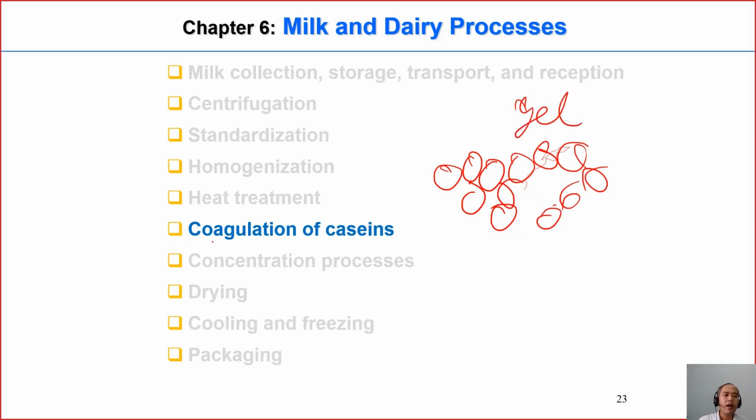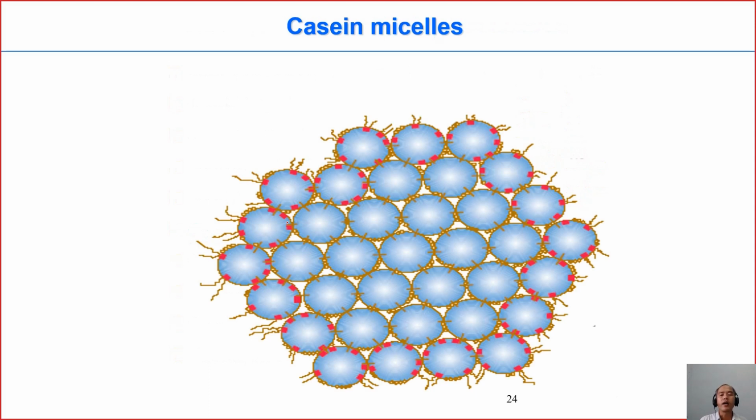In organic chemistry, we use the term coagulation. In inorganic chemistry, we use the term precipitation. These are two similar mechanisms. And this figure will just show us again an illustration of casein micelles.